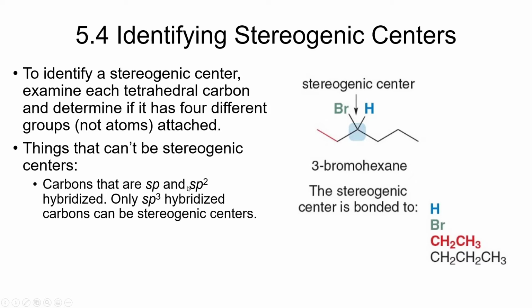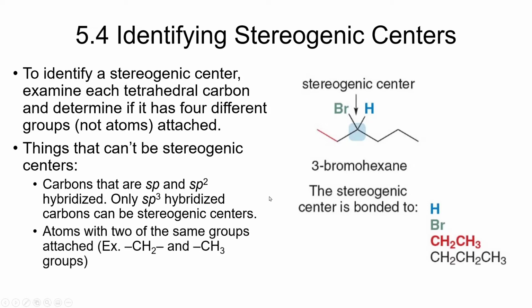So if there's only 2 or 3 domains, that won't count. You have to have 4 domains. It has to be tetrahedral, it has to be sp3 hybridized. All of those, of course, mean the same thing. We'll also find that atoms that have 2 of the same groups attached, for example, this carbon couldn't be a stereogenic center because it has 2 hydrogens. The hydrogens are identical. You have to have 4 different things attached. This, of course, the methyl group here has 3 hydrogens. Those are all identical. So you have to have different things attached.